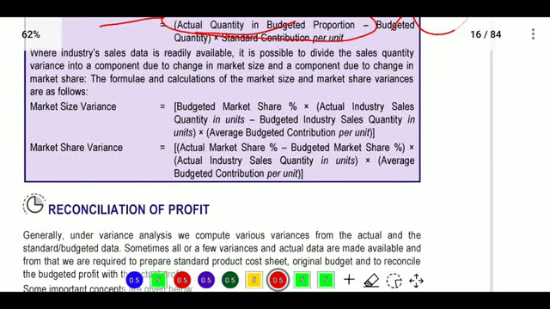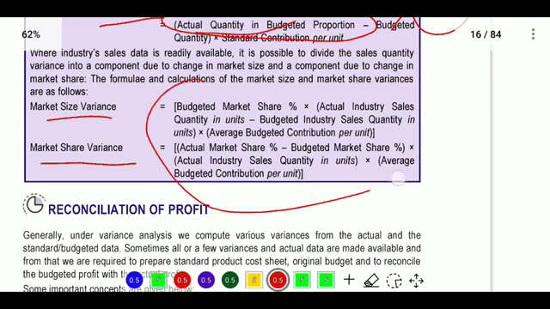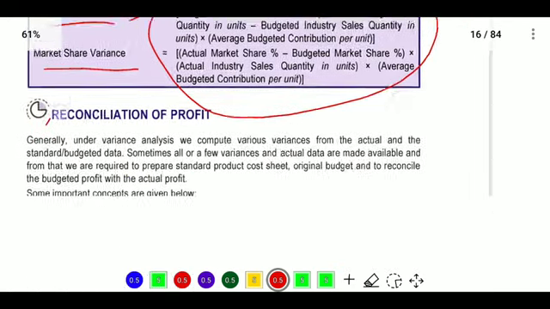Next, market size variance or market share variance. Market size means your market: budgeted market share into actual industry sales quantity minus budgeted industry sales quantity into average budgeted contribution per unit. Those will be the formulas, and when we solve them we will get the proper idea, and I will give you a way to remember those formulas.